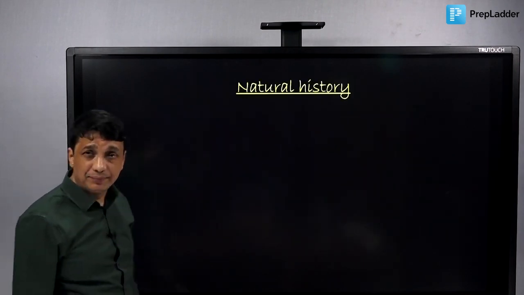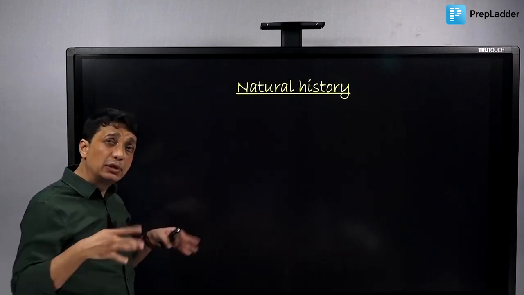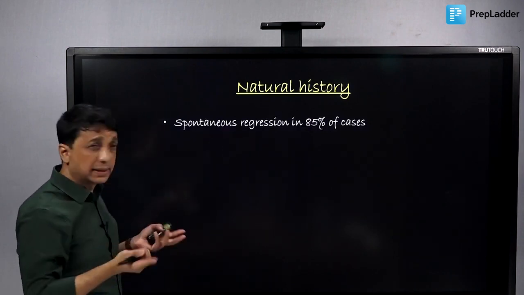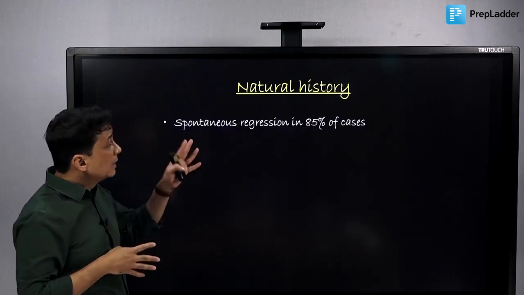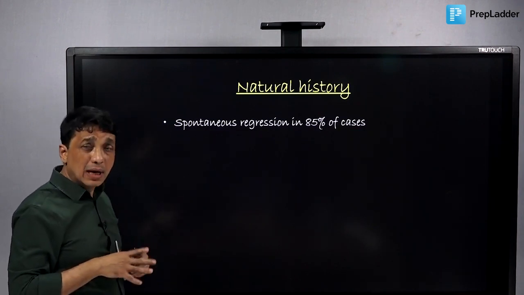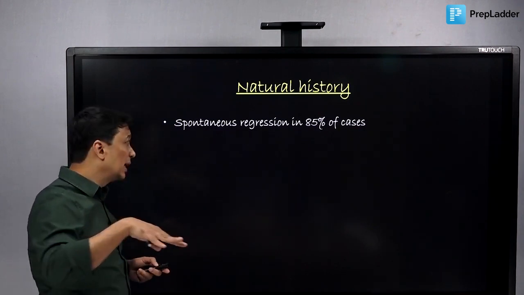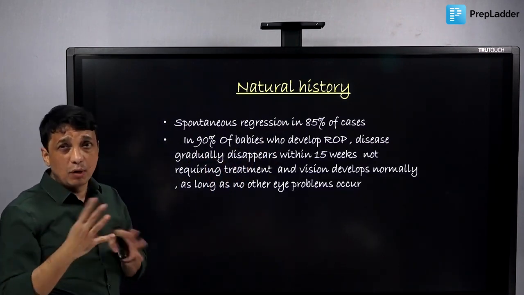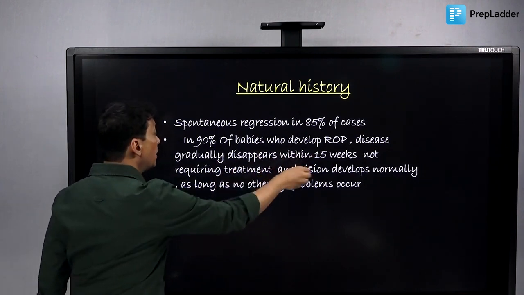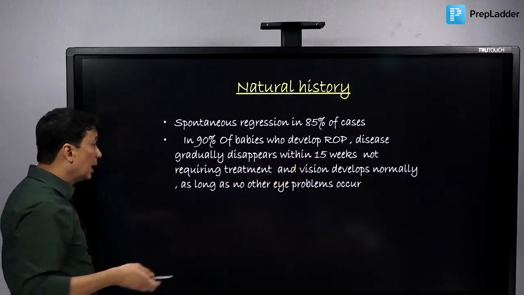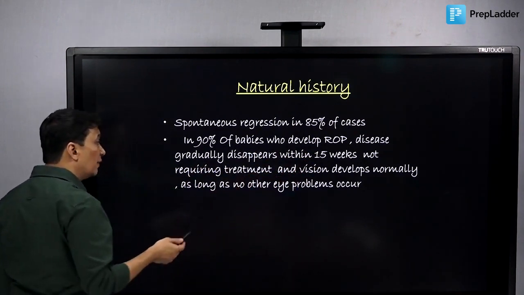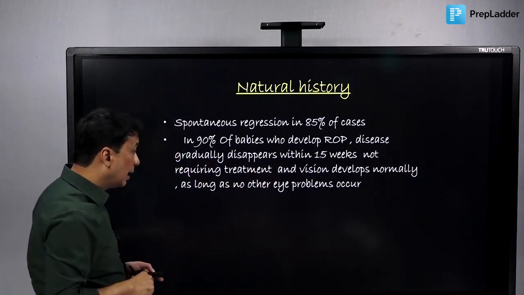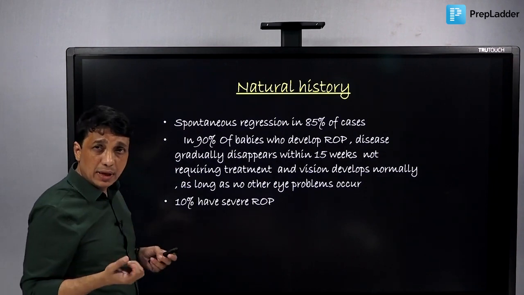Now, what about the natural history? Natural history means what would happen to us if we did not intervene. Luckily for us, remember, almost 85% of ROPs regress spontaneously. Now, of the 15% left, 90% of babies develop a form of mild or moderate ROP, which usually disappears within 15 weeks, around 4 months, and they do not require treatment, and vision develops normally so long as there are no other eye problems. But 10% have severe ROP and require treatment.